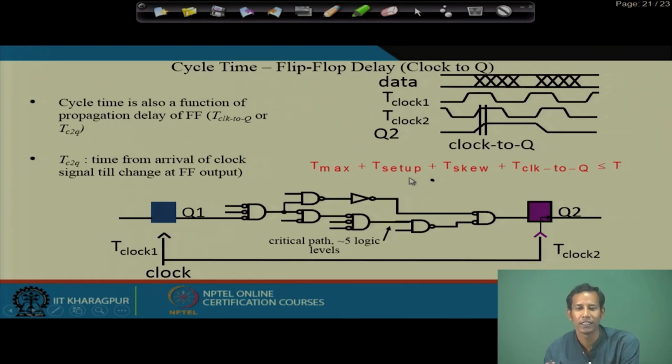In generic digital circuits we may not have considered all of this, but in digital IC design we have to consider each of these terms, otherwise the circuit may not work after its fabrication. Okay.